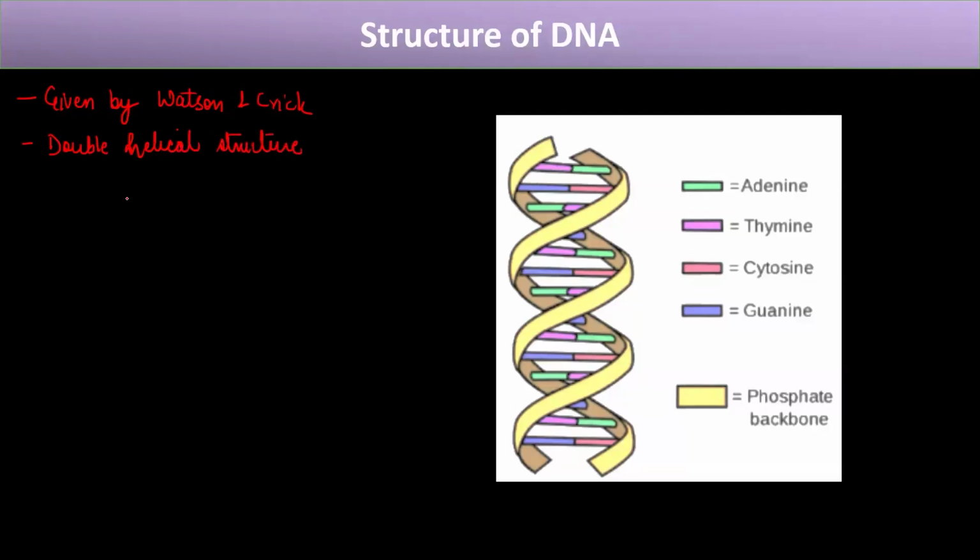Now, the second thing, if we talk about the directionality: the structure is right-handed, which is present on our side. So it is right-handed. And what I said, that it is a double helical structure, means it consists of 2 strands. Double helical means it consists of 2 strands.